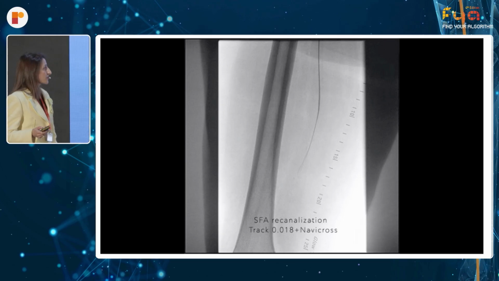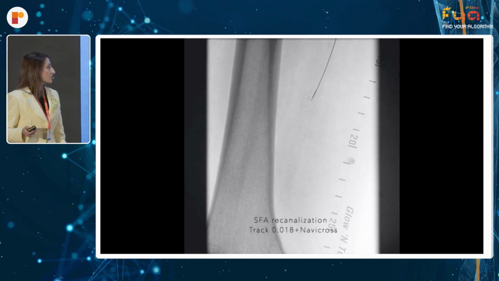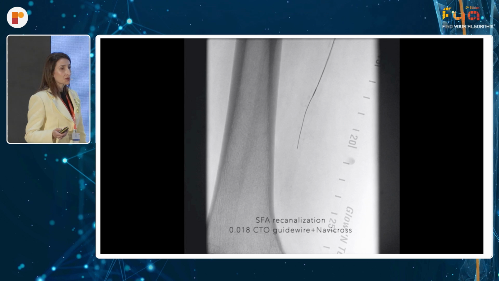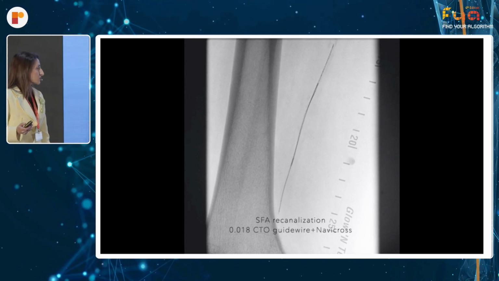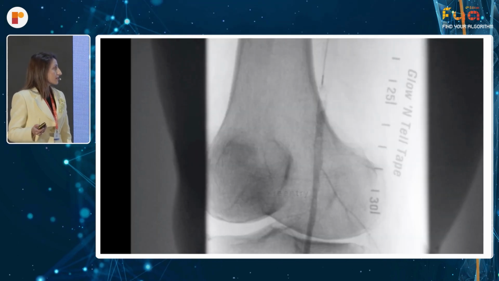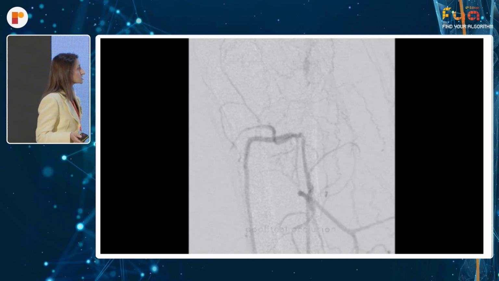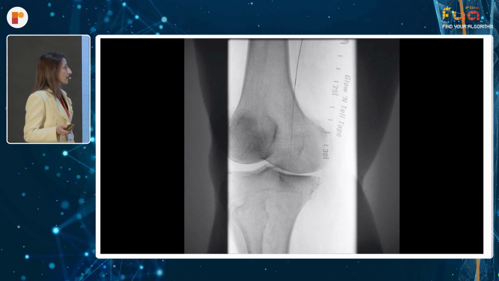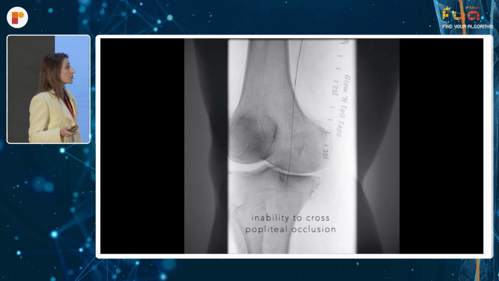We tried to recanalize the superficial femoral artery using a Track 018 guide wire with a Navicross, and we were not able to, so we decided to change to a CTO guide wire with the Navicross, and we could recanalize with this CTO guide wire. This was the re-entry at the level of P2, but we already had this occlusion at the level of P3. So we decided to recanalize with our workhorse nitinol guide wire, and we couldn't cross this popliteal occlusion.